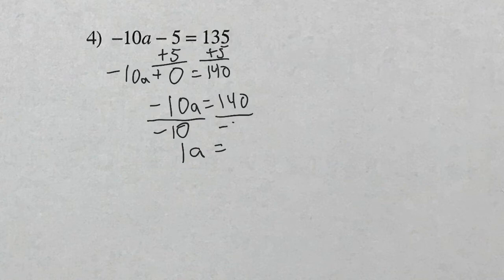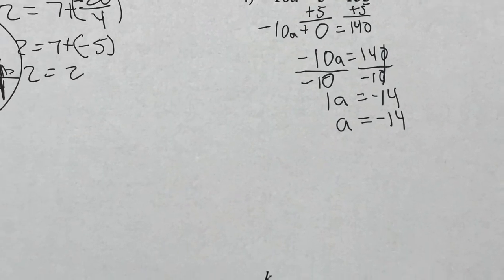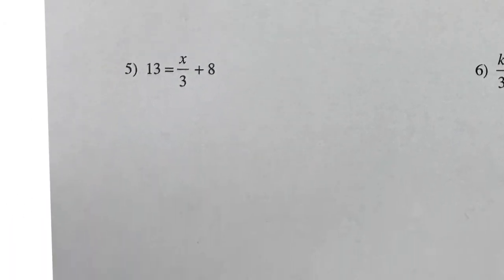But over here, I got to do the same thing. So 140 divided by 10, or negative 10, I should say, is 14 over negative 1, which is basically just negative 14. And I don't need the 1 in front of the a, so the answer is a equals negative 14. 5.